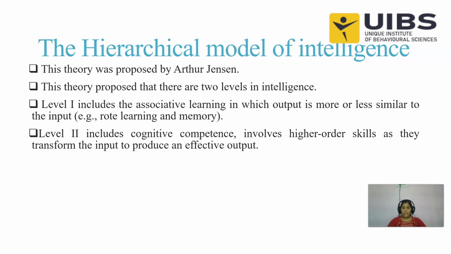Level 2 is the cognitive competence where people use their higher order skill. So here input and output are not exactly the same. Here the person uses their cognitive functions, cognitive skills like thinking, analyzing, concept learning, and produces something which is not exactly a word to word copy of the input, or a word to word copy of what they have learned. Let me give you one example.